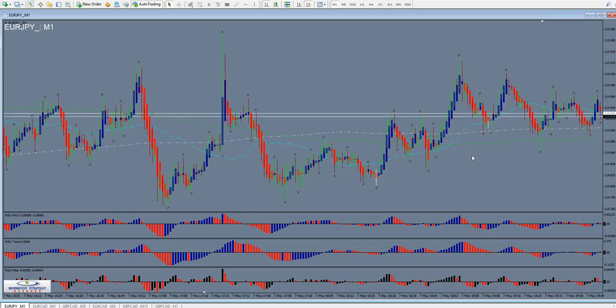Here is a chart. This is a 1 minute chart. First of all, I'm going to ask you the question, and you already know the answer to this. Is this an area you want to be trading? No. So we're going to go to a larger time frame.